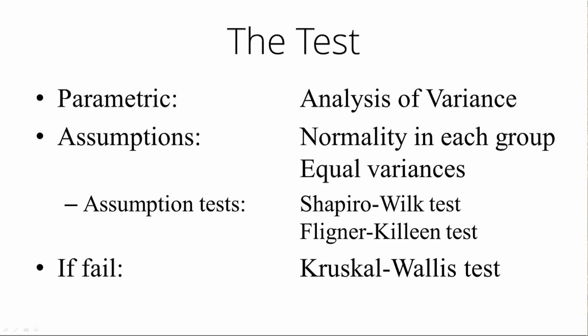Again, to test normality, we'll use the Shapiro-Wilk test. To test equal variances, we're going to use something called the Fligner-Killeen test. If it passes all of those tests, then we get to use analysis of variance. If it fails any of them, for now we'll just use the Kruskal-Wallis test. Kruskal-Wallis test is the non-parametric analog of the analysis of variance test. So let's see how this works.